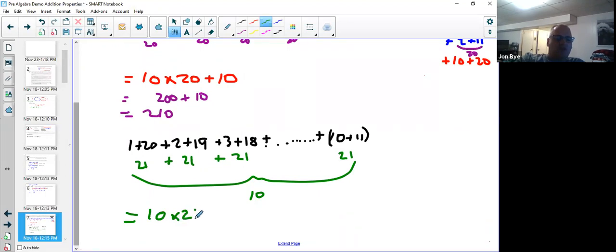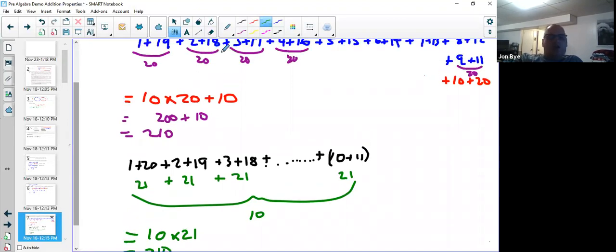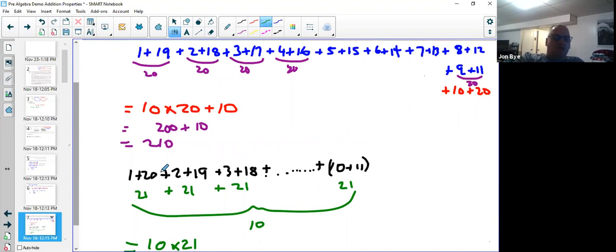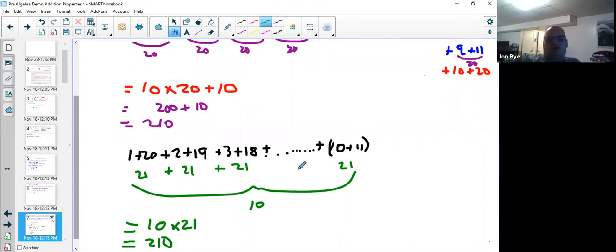And I don't know if you know how to multiply by 10, but you just add a 0 on the end when you multiply by 10s, right? So 10 times 21 is just 21 with a 0. So 210. So we get there the same way. I like your problem solving in the first one. Here's another way to do it. One is not better than the other.